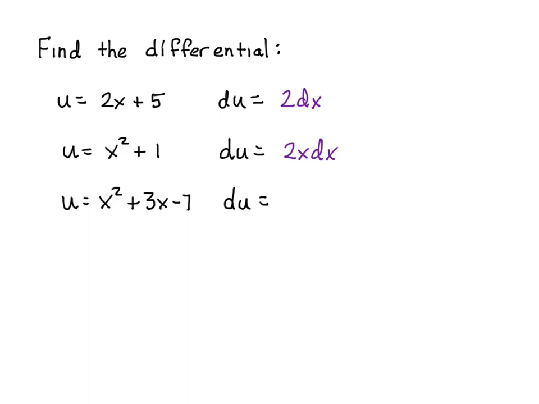And the third one, the polynomial x squared plus 3x minus 7, we take the derivative of that, and that becomes 2x plus 3. And I put that in parentheses before I write the dx, because the dx applies to both the first term, 2x, and it also applies to the 3. So hopefully that all seems quite straightforward at this point.